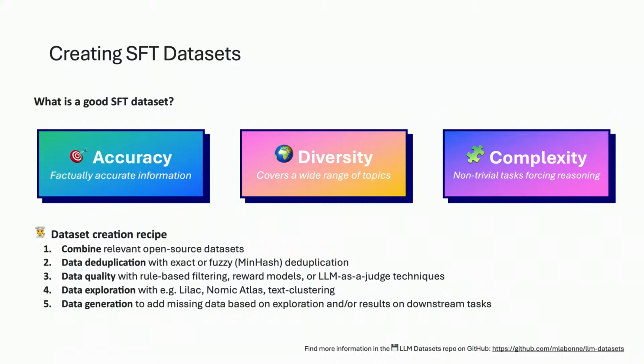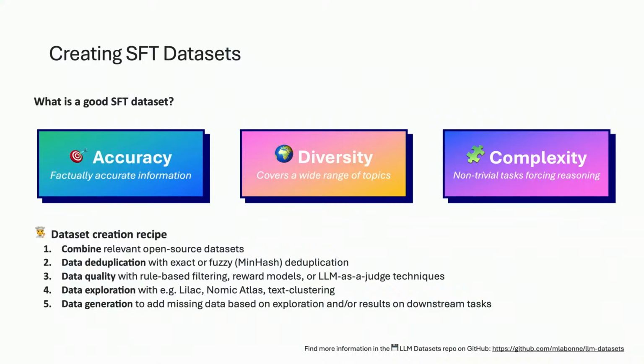So as a little recipe, I would recommend in general starting with open source datasets if you can, combining some of them, then you can apply different filters. The first one is data deduplication. It can be either exact, because you want to remove duplicates, or it can be fuzzy, so same idea. And then you have data quality filters.